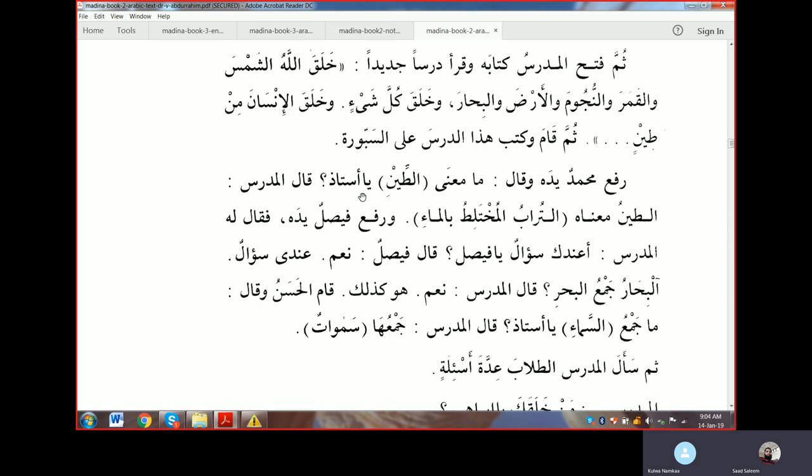Oh, Ustaz, oh, teacher. The teacher said, al-teen means the sand mixed with water. Ma'nahu, its meaning is the sand mixed with water. It means mud. In simple words, you can say mud. Teen means mud.